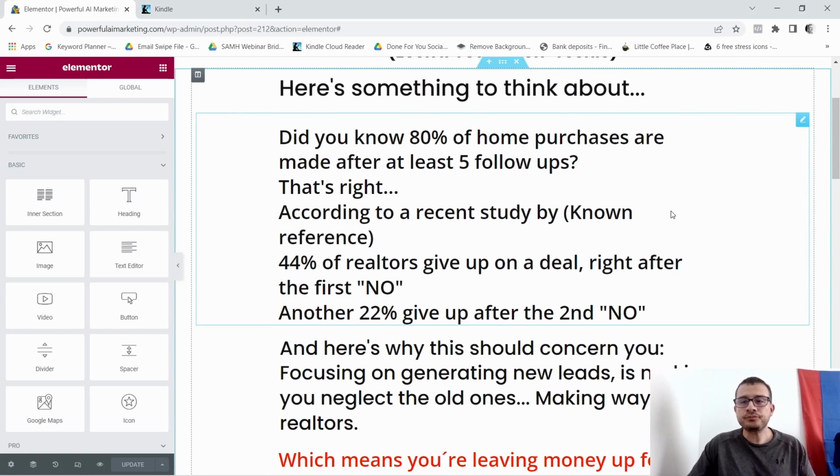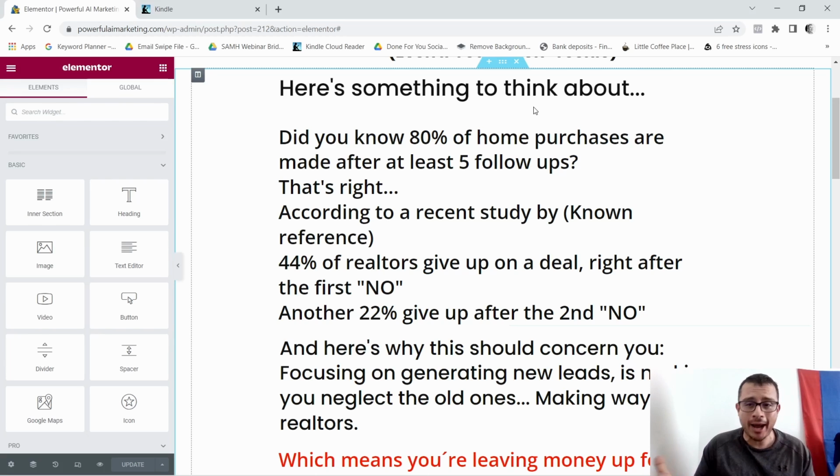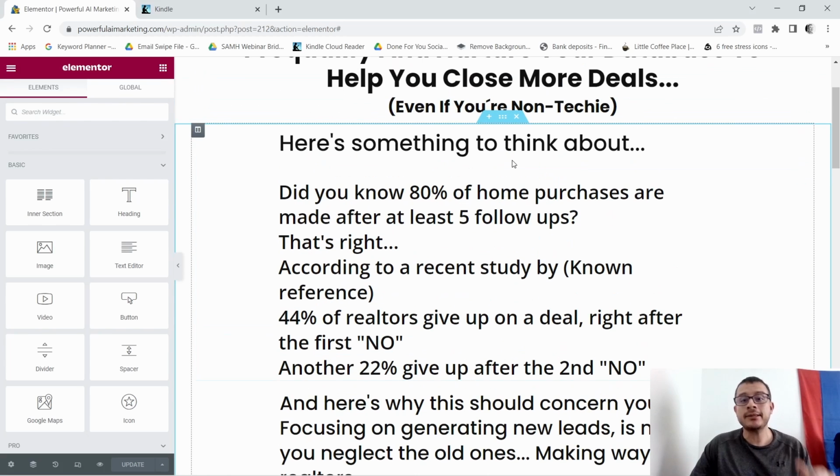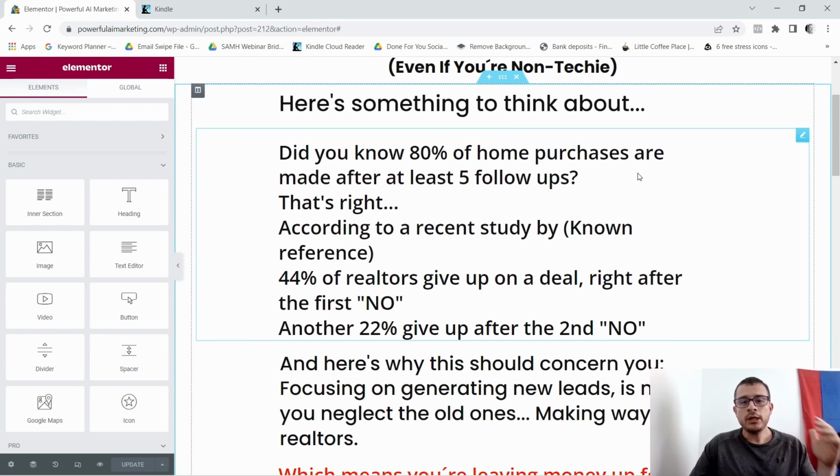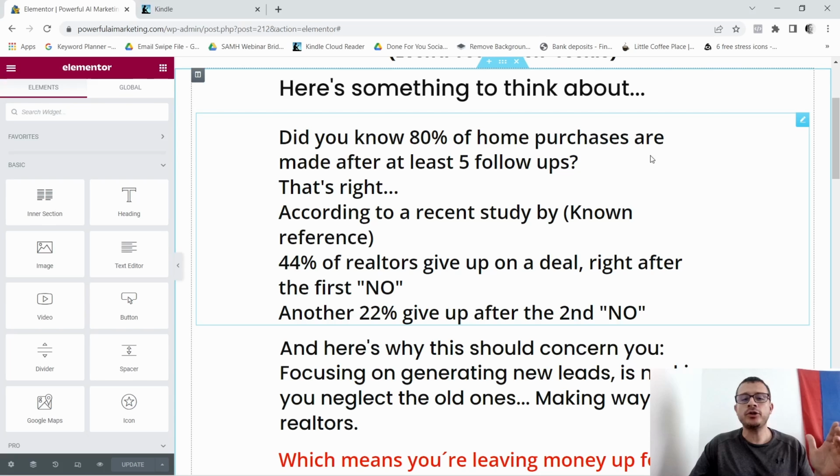And then here, what we do is we give them a shocking statement, right? So this is the shocking statement that I came up with. And again, this is all stuff that you're going to find in the Copywriting Secrets book. So make sure to get it, make sure to check it out. So my shocking statement is, here's something to think about, right? Did you know 80% of home purchases are made after at least 5 follow-ups?